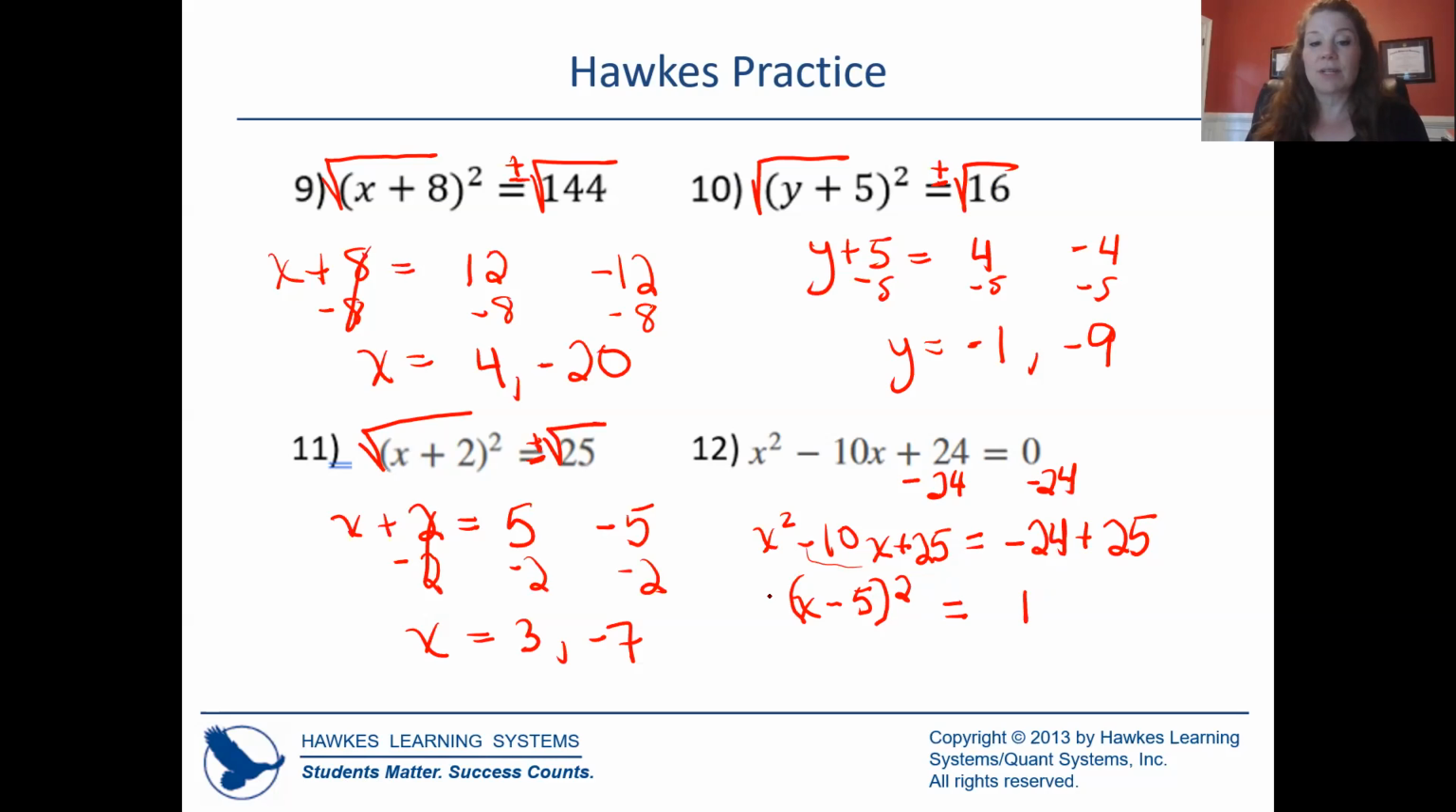So now we're going to get rid of the square by finding the square root. We always add our plus and minus. So we cancel out the square and the square root. So our answer here is x minus 5. The positive square root of 1 is 1. The negative square root of 1 is negative 1. Now we're going to add 5 to both of those numbers. So x is equal to 1 plus 5 is 6, and negative 1 plus 5 is 4.